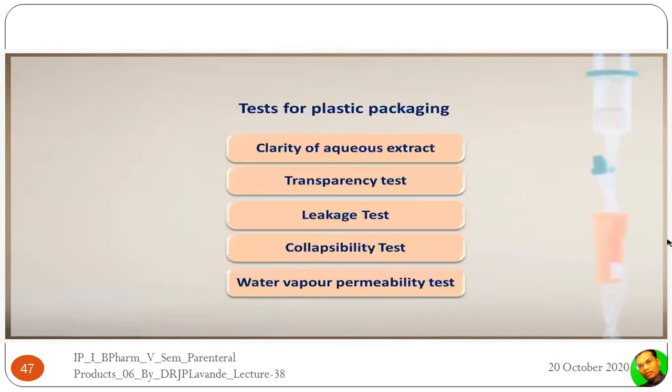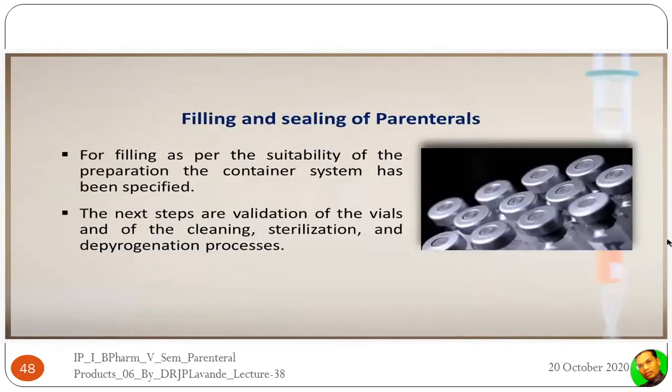Now the different tests by which we can evaluate the plastic material are the clarity of the aqueous extract, transparency test, leakage test, collapsibility test, and the water vapor permeability test. So all these are as far as the plastic material is concerned.